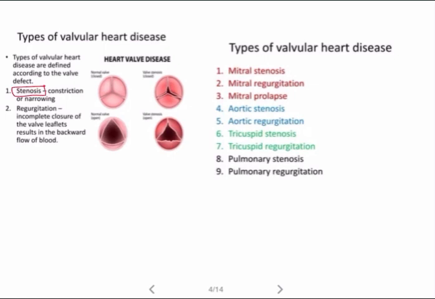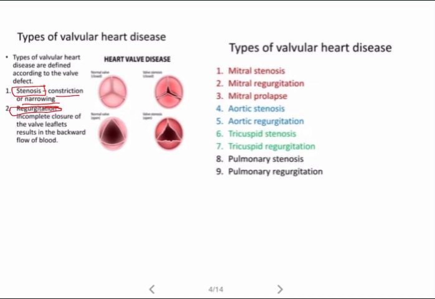The first one is stenosis. That means constriction of the valve or narrowing of the opening of the valve. So these are stenosed valves. A stenosed valve can be due to age-related conditions where there is sclerosis, or it can be due to other congenital anomalies. Whatever it is, stenosis is the constriction or narrowing of the valve. And regurgitation is the second type of lesion. With incomplete closure of the valve leaflets, there results a backward flow of blood.